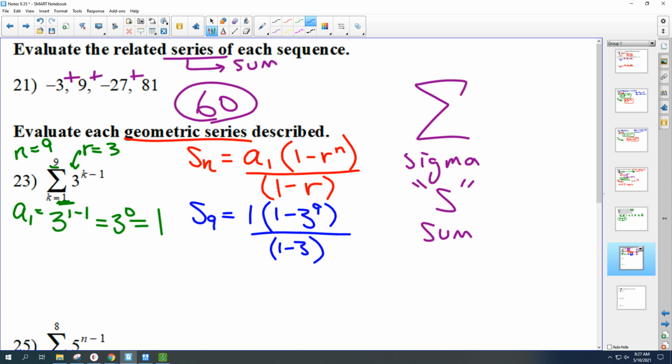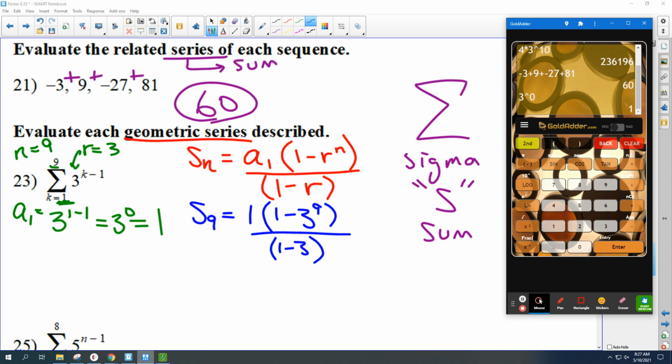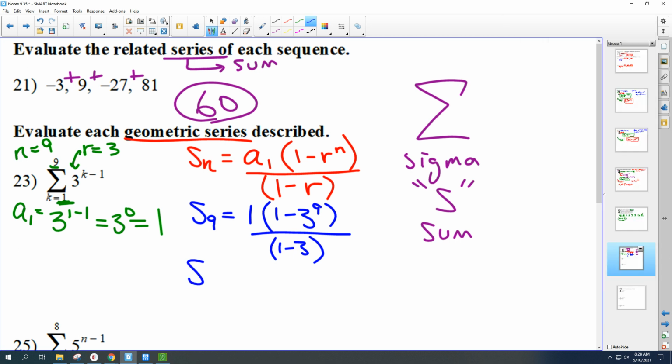So again, I probably want a calculator just because I don't want to have to do 3 to the 9th. 1 minus 3 is negative 2, but on the top you'd have 1 times the quantity, 1 minus 3 to the 9th power, and then you divide by, and I want to use parentheses here, 1 minus 3. If you want to just type in negative 2 there, that's fine. But I get 9,841. So you can either say Sn or S9 is 9841.